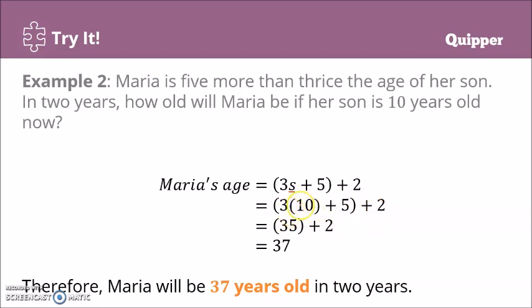So, 3 times 10 is 30. 30 plus 5 is 35. And then we have plus 2, and that makes it 37. Therefore, Maria will be 37 years old in 2 years.